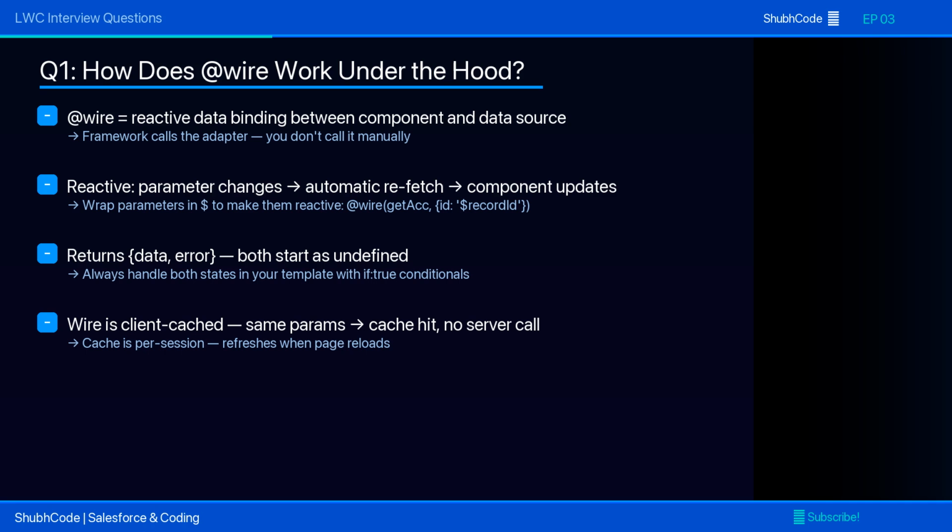This is why @wire is called reactive data binding. The data flows in one direction, from the wire adapter to your component. You never push data back through the wire. The wire adapter returns an object with two properties, data and error. Both start as undefined. When the Apex call succeeds, data is populated and error is undefined. When it fails, error is populated and data is undefined.